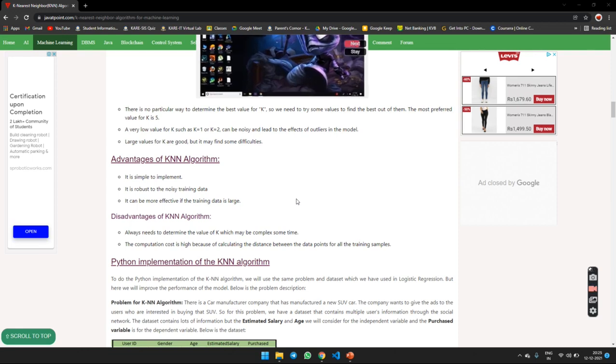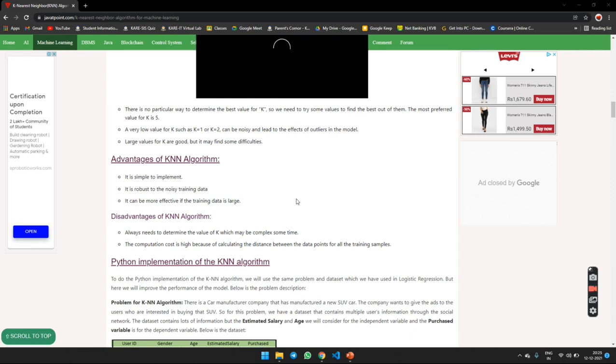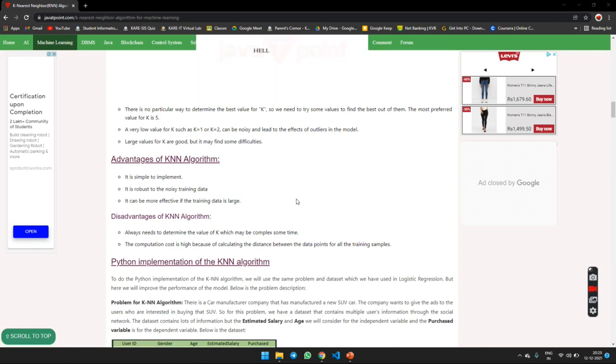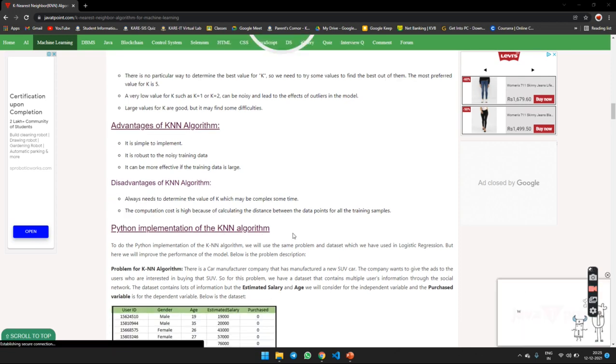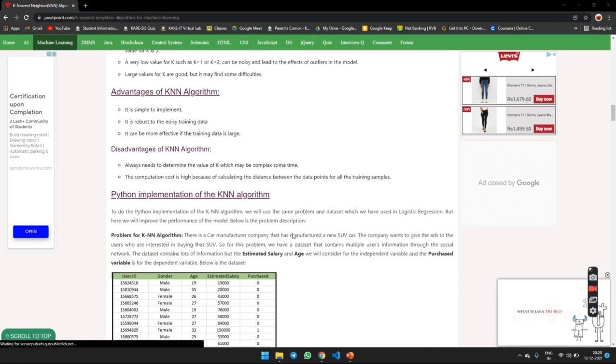We always need to determine the value of k, which may sometimes be complex. The computation cost is high because we have to calculate the distance between data points in large samples. Now we are going to implement the k-nearest neighbor algorithm using Python.